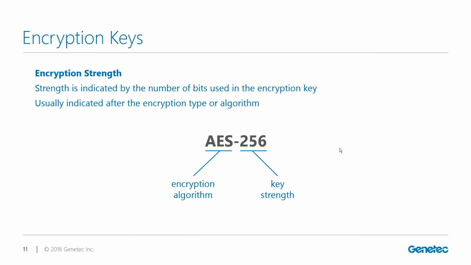Now just to cover a little terminology here, when we talk about encryption strength, we're actually talking about the number of bits in the key. So if you hear somebody say something like AES 256, you know AES is the encryption algorithm, and 256 is the key strength, so that's a 256-bit encryption key that they're using.